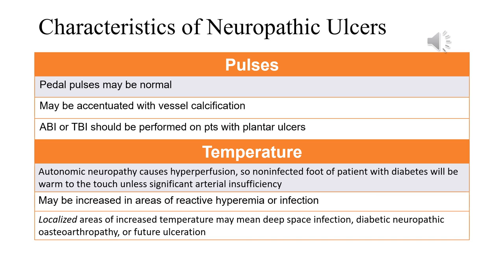Pulses sometimes are hard to detect with these folks. Sometimes the vessels start to calcify due to atherosclerosis, so they might be normal or they could be accentuated. For temperature, usually the temperature is fairly normal, but it might be increased if the patient has an infection or if they have microtrauma going on, they may have some reactive hyperemia.